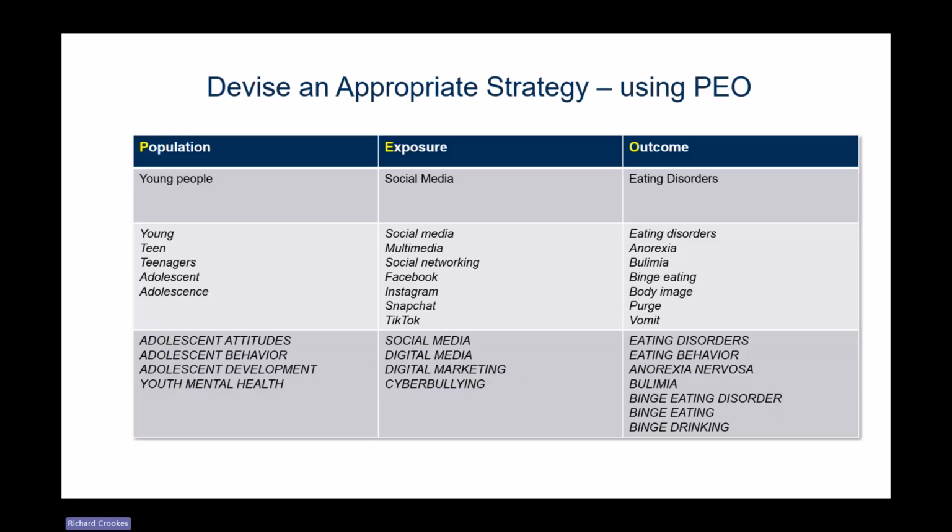And then below that, we have the source terms. So as well as identifying the keyword search terms and then running a search, whether it's an unqualified search across all fields, or whether you're searching within a title and abstract field, we also want to complement that with the use of the APA Thesaurus. So we've got adolescent attitudes, adolescent behavior, for example, youth mental health. We've also got, for exposure, social media, digital marketing, for example, and also could factor in cyberbullying as well.